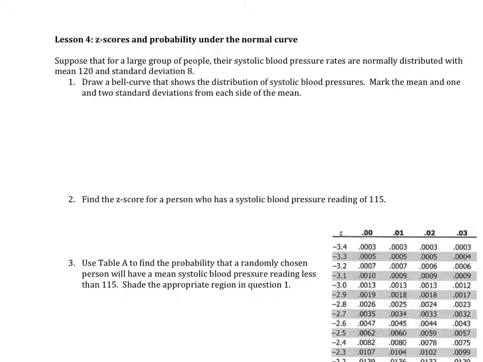Okay, suppose for a large group of people, their systolic blood pressure rates are normally distributed with mean 120 and standard deviation 8. So we'll draw a bell curve that will represent the distribution of blood pressure for this population. So it's roughly normal, so we draw a bell curve. We're told the mean is 120, so we mark that in the center.